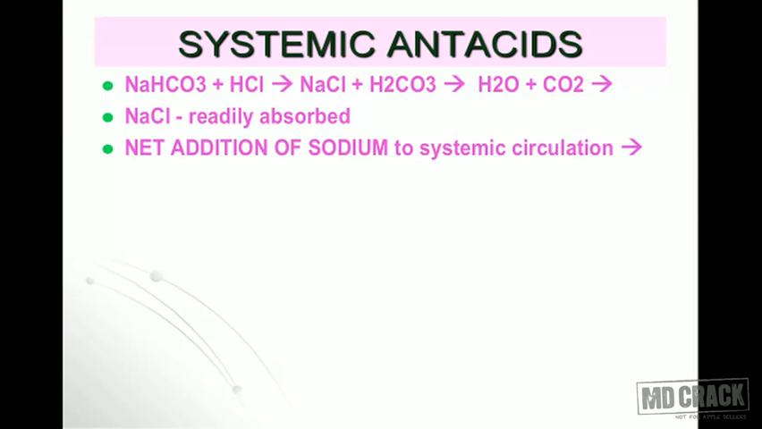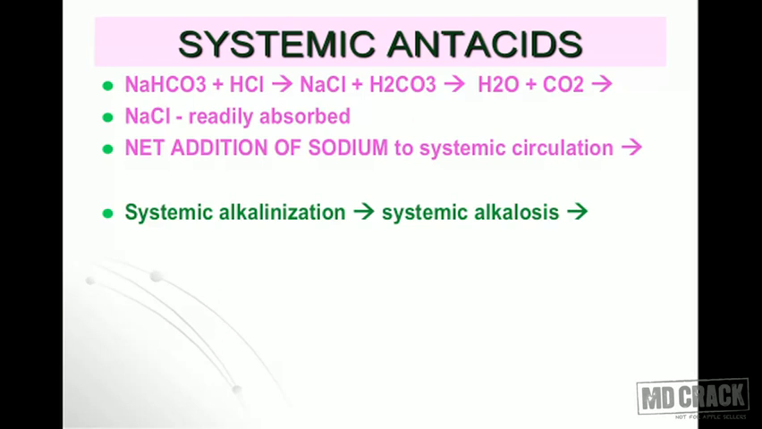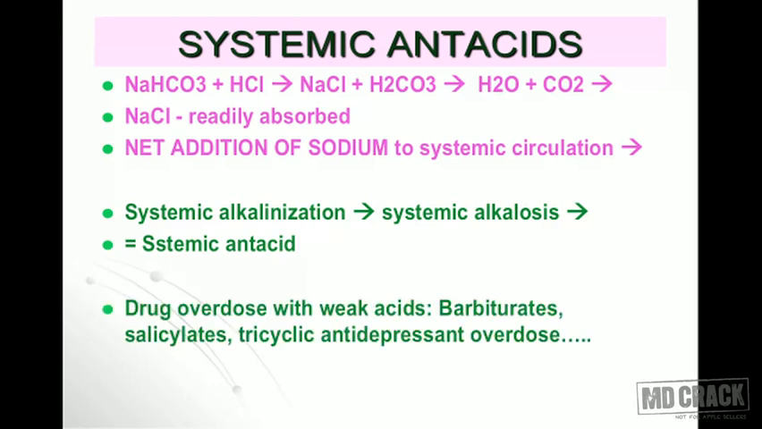And because there is net addition of sodium to the systemic circulation, we are calling this drug a systemic antacid. What's the use of the systemic antacid? It's used for systemic alkalinization or for production of systemic alkalosis. It's extremely useful as a systemic antacid in those situations in which you face drug overdose with weak acids.